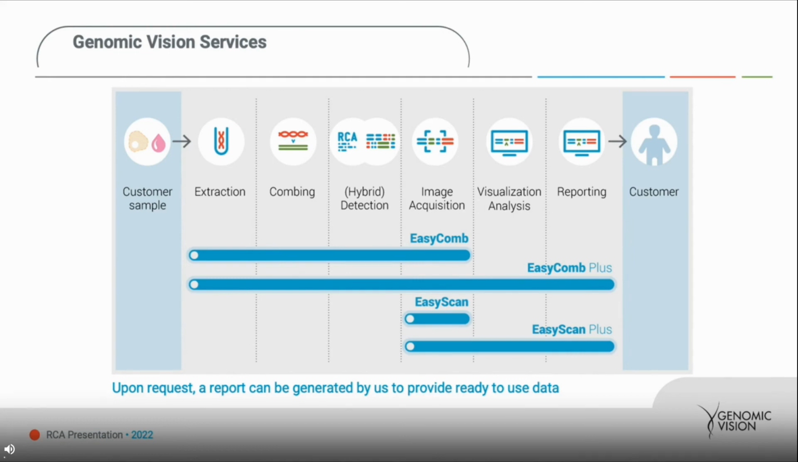Otherwise, you can also incorporate the analysis part by choosing the EasyComb Plus service. Now, if you already have the FiberComb molecular combing system in your lab, you can do the preparation of the samples and comb the DNA onto the cover slips and send us a combed cover slip for servicing by choosing the EasyScan, and then you can carry on the data analysis on your side. Or if you want to have the reporting as well as the scanning, then you can also choose the EasyScan Plus service.